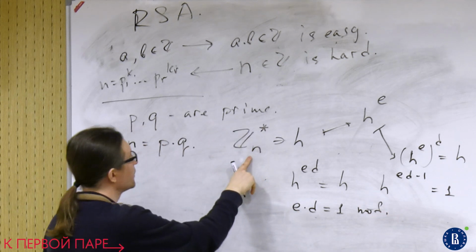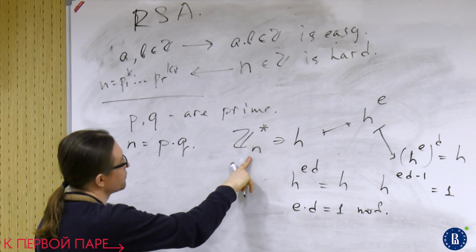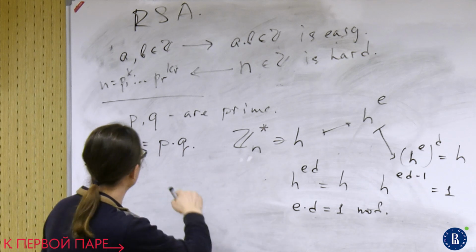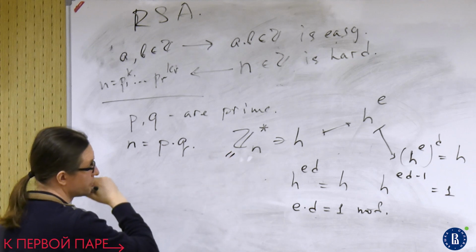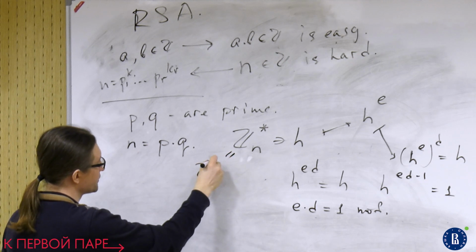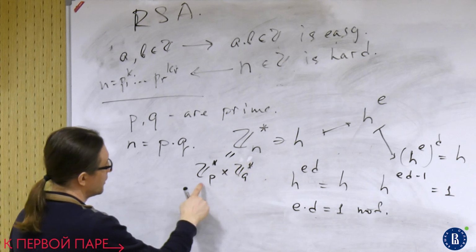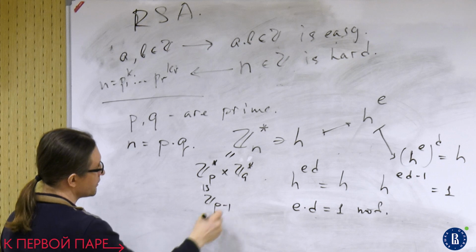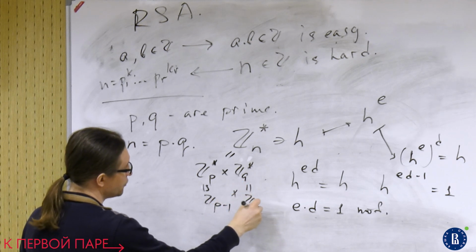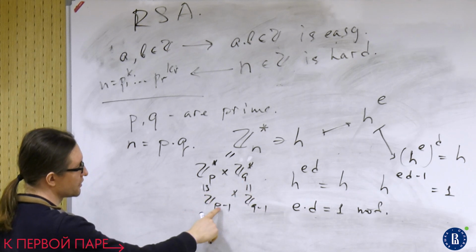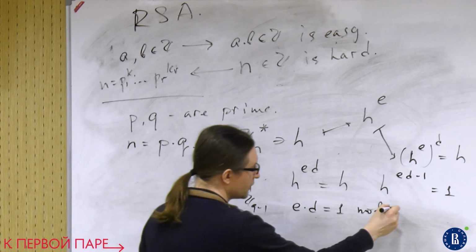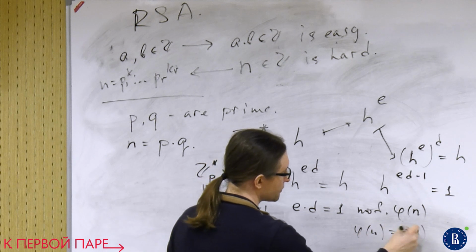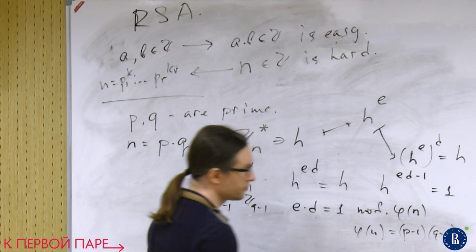Well, what is the size of this group? This is what's called the Euler function of n. As we already know, by the Chinese remainder theorem, this will be Z_p star times Z_q star, and this one is a cyclic group of order p minus 1, and this one is a cyclic group of order q minus 1. So the number of elements here is p minus 1 times q minus 1. So I will write phi of n, where phi of n is p minus 1 times q minus 1.